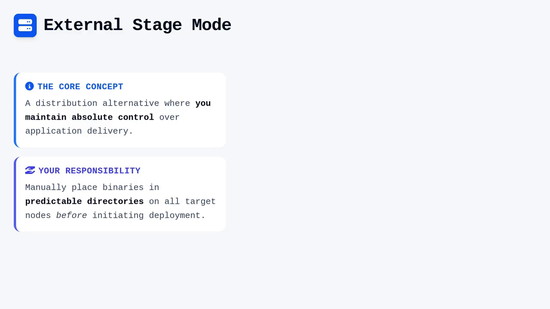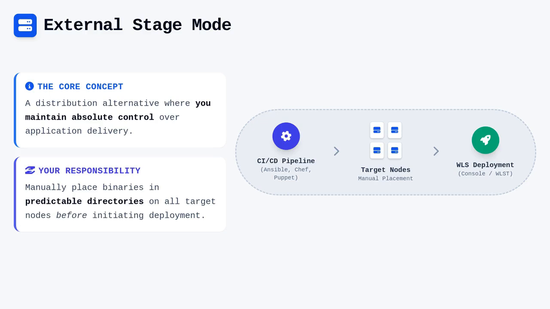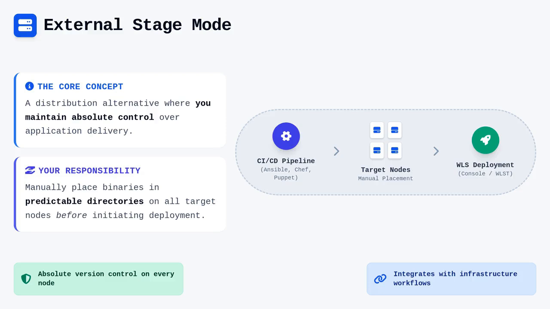This is often the preferred choice in highly automated continuous integration pipelines, where configuration management tools such as Puppet, Chef, or Ansible are in charge of distributing binaries to the fleet. It allows you to integrate deployment distribution with your existing infrastructure provisioning workflows. While it requires more setup and manual synchronization, it gives you absolute control over the version of the bits residing on each node, ensuring that no unexpected automatic copying occurs during a rolling update.